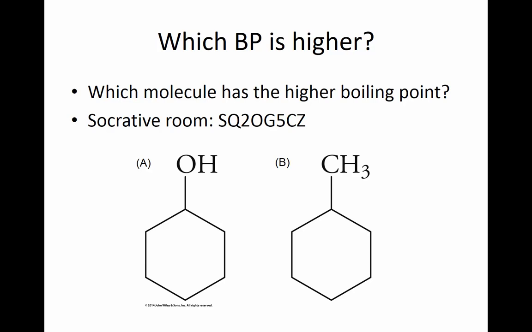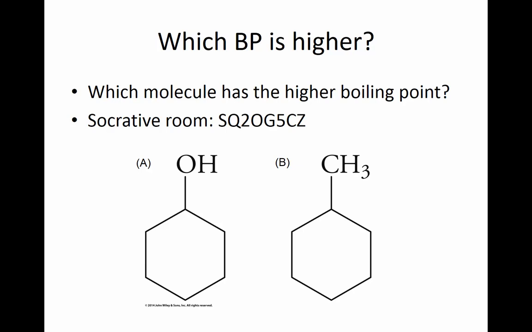And now, as we're talking about hydrogen bonding and what it affects, we ask ourselves which boiling point is higher for these two molecules here. So which molecule has the higher boiling point? Obviously you can see this was supposed to be a Socrative question. The molecule A, which is this cyclohexanol here, or methyl cyclohexane here, molecule B.